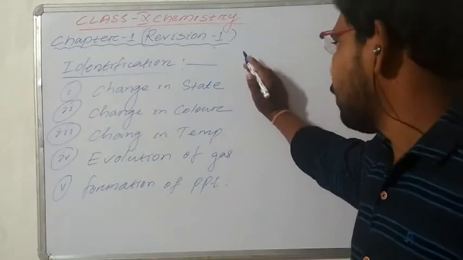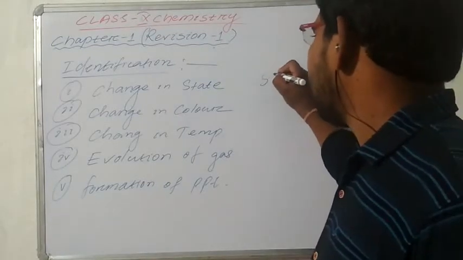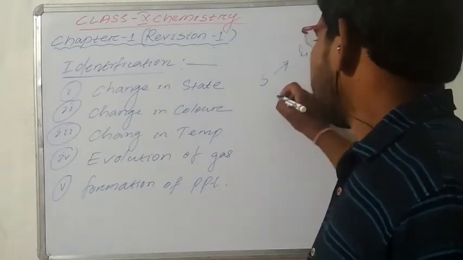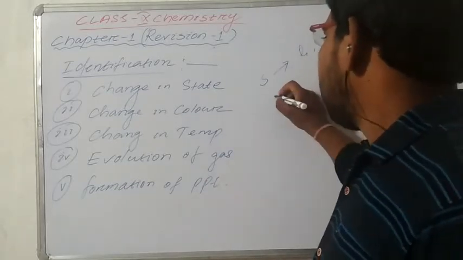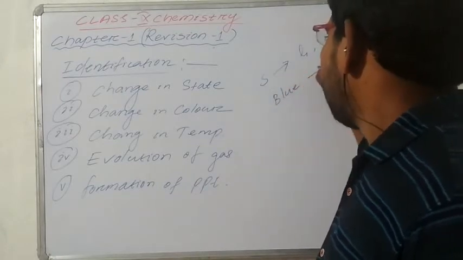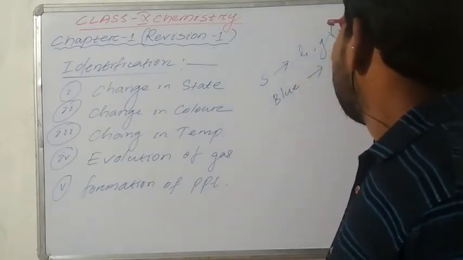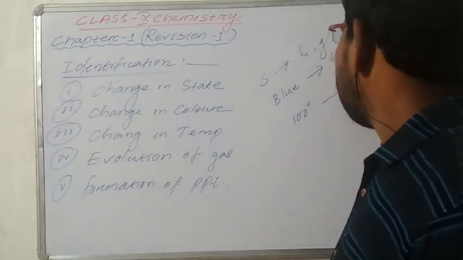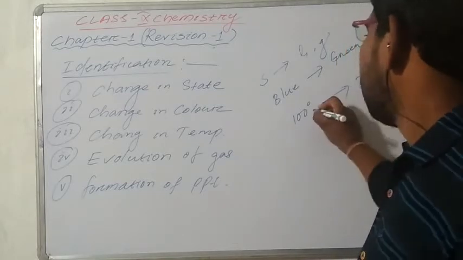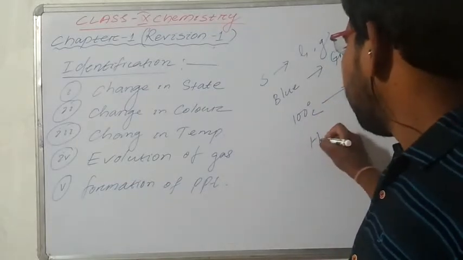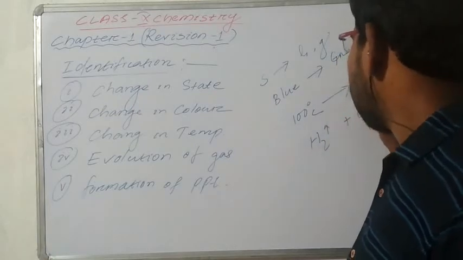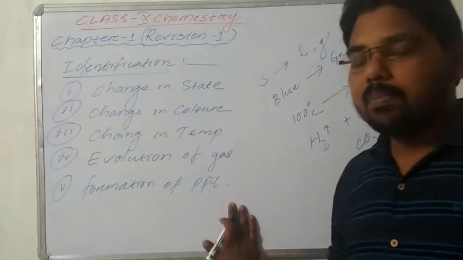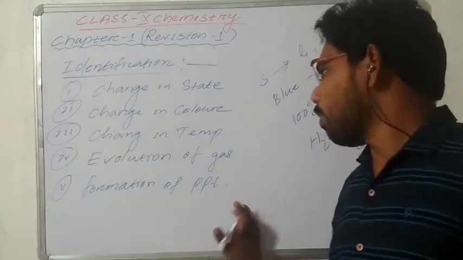First, the state will change. If the reactants are present in solid state, then they change into liquid state or gaseous state. Change in color: the substance changes from blue color to green. Change in temperature: the temperature of 100 degrees Celsius changes to 200 degrees Celsius after the reaction. Evolution of gas: hydrogen gas, oxygen gas, or carbon dioxide gas is evolved. And formation of precipitate: a precipitate is an insoluble substance.